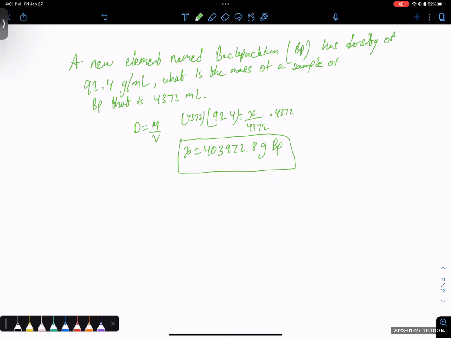Okay, so anyways, there's 3 sig figs in this number, and there's 4 in this number. So how many sig figs should our answer be? 3. So doing our scientific notation stuff, we move the decimal over 1, 2, 3, 4, 5. So this is 4.04, 3 sig figs, times 10 to the 5th grams of backpacking. This is the actual number. This is the number with the sig figs.